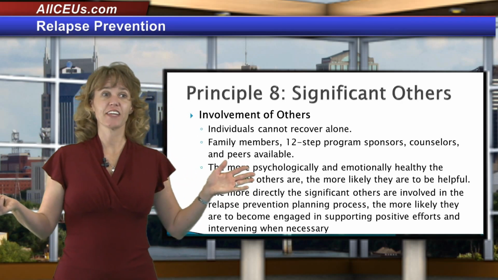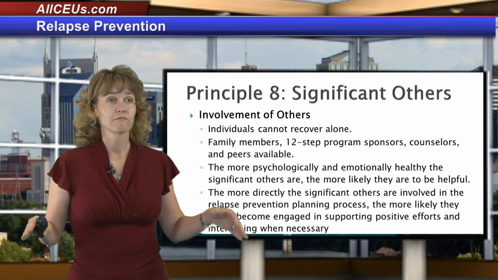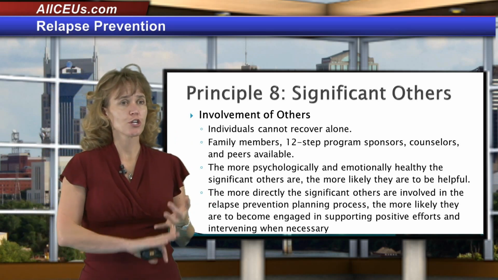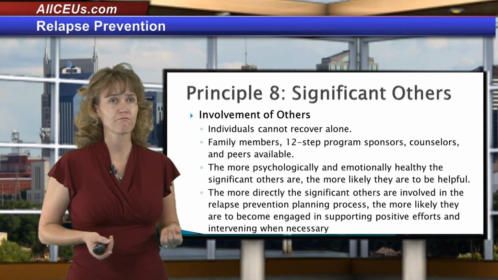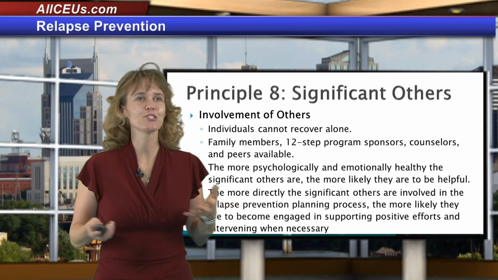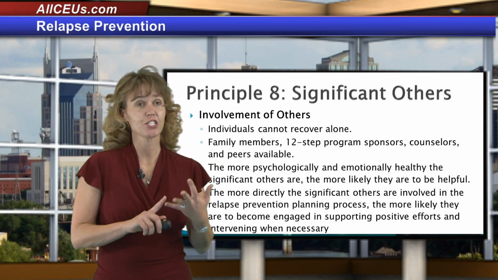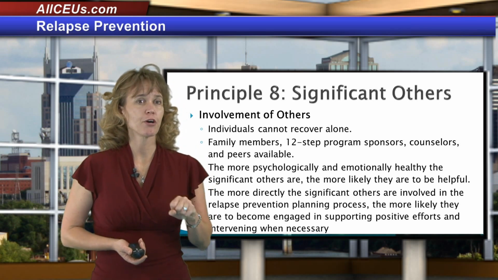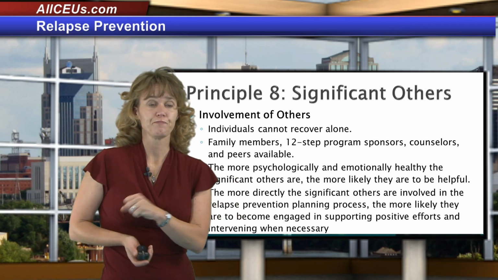Principle 8, significant others. Individuals cannot recover alone. Family members, 12-step program sponsors, counselors, sober peers, whomever you can get in your sober support system, score. You need people. As humans, one of the best buffers against stress is sane, sober social supports. The more psychologically and emotionally healthy the significant others are, the more likely they are to be helpful.